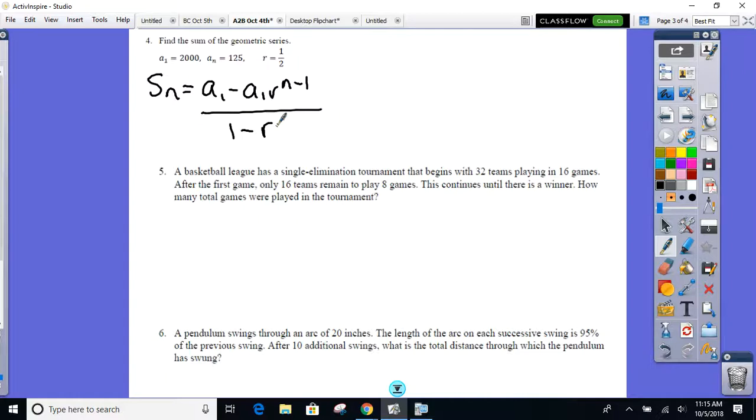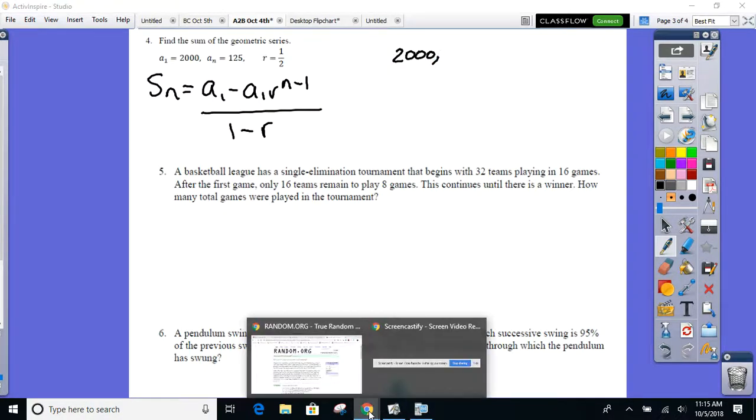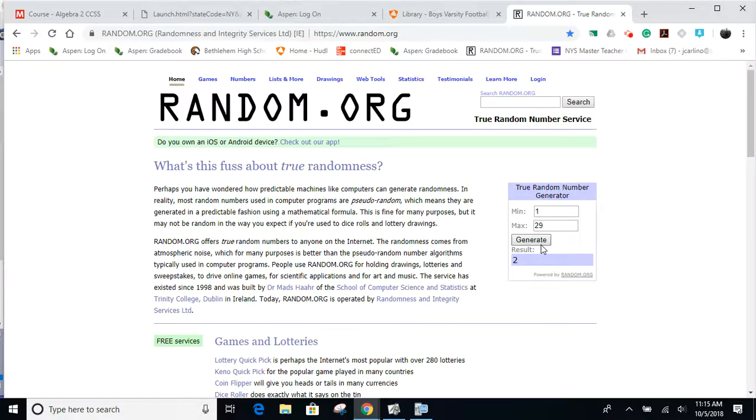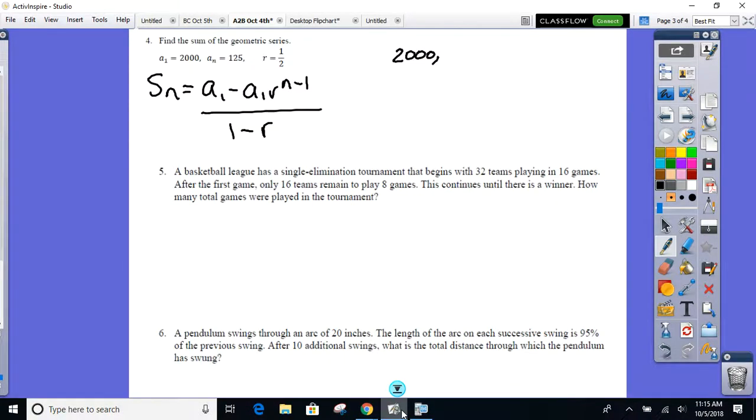That does stink. Could I quickly find out how many terms I'm dealing with? What's the first term? 2,000, right? How can you find out what the next term is? Using that info up there, how can you find what the next term is? Can you find the next term? It is. How'd you get it? Explain to your classmates. Multiplied by a half. All right.